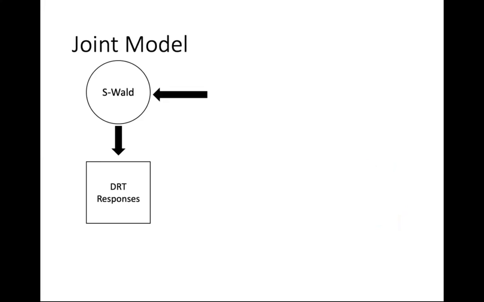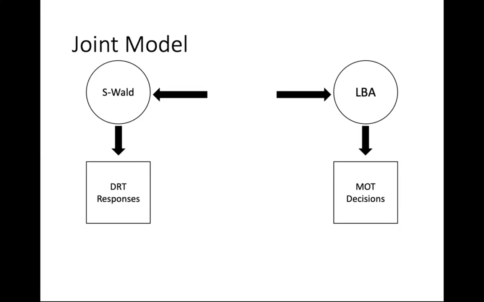The joint model of the task was made up of 2 components: the shifted Wald model of DRT responses and the linear ballistic accumulator model of MOT responses. Joint modeling these tasks offers several benefits. Primarily, we no longer treat the sources of data as independent and unrelated, and because of this, we can analyze links and covariances between datasets.